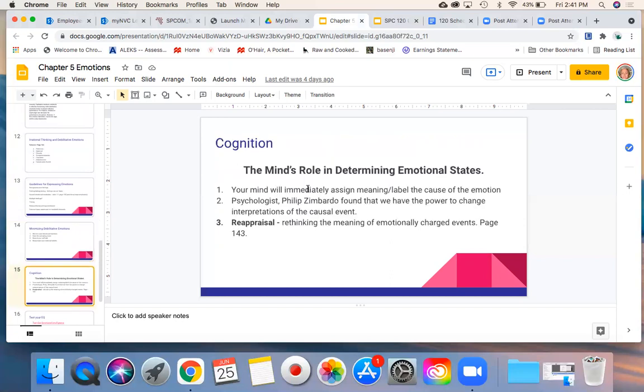Also, cognition, it's the mind's role in determining emotional states. One is that your mind will immediately assign meaning and label the cause of an emotion. It's how your mind works. Your mind has to categorize everything and file it away. So psychologist Philip Zimbardo found that we have the power to change interpretations of a causal event by employing this idea of reappraisal, which is just rethinking the meaning of emotionally charged events. If you look on page 143, actually, go back to 143.